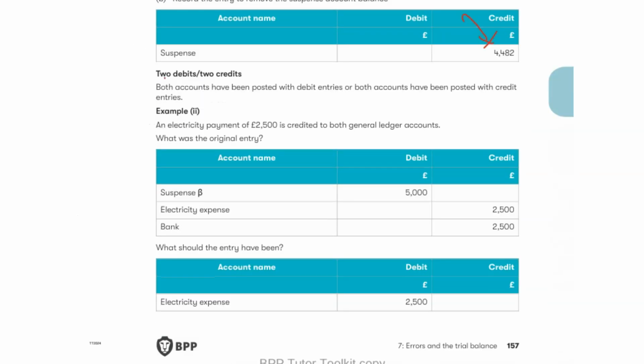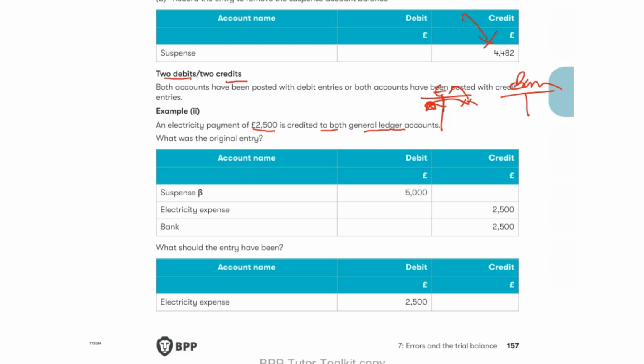Two sides, two debits or two credits. For example, electricity payment 2,500 credited on both ledger accounts. Both means the electricity account and also the bank account. Now electricity is an expense. You cannot credit it. It should have been debit, shouldn't it? Did you do it? No, you wrote it here. So you need to get rid of it first. Because electricity expense was credited, it should be debited. So the electricity credit, you need to make it debit to make it correct.